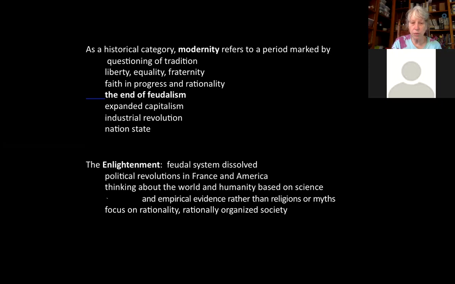All right. So then I wrote down here the Enlightenment. So what is the Enlightenment? The Enlightenment is a philosophical movement, really, that began in the 18th century. That was, as I put it here, thinking about the world and humanity based on science and empirical evidence rather than religions or myths, focused on rationality and a rationally organized society.